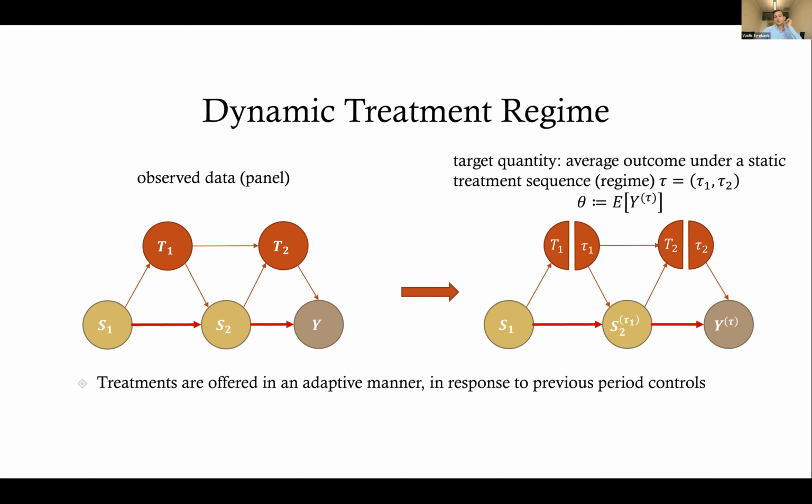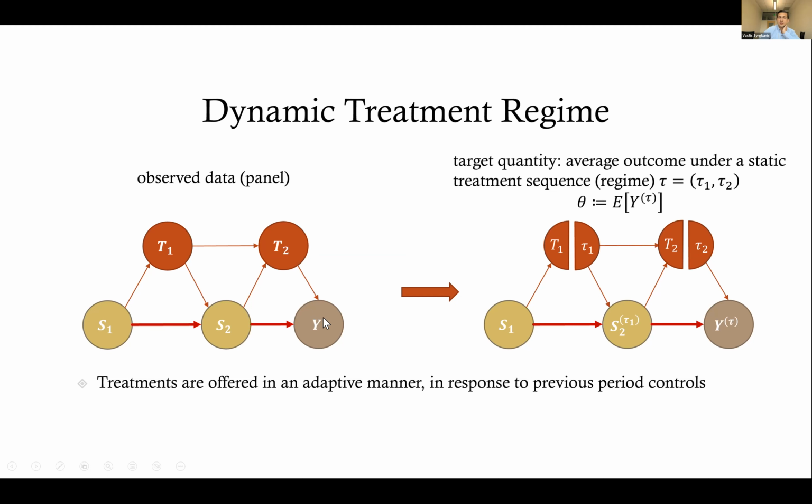The types of estimate that we now care about are of the following form. We have data that are collected based on a dynamic treatment regime. So treatments were offered in an adaptive manner where, say, at multiple periods, some treatment was offered at period 1 that depends on some observed state. That treatment affected the observed state, and then the observed state at period 2 and T1 led to what treatment was going to be given at period 2. And then in the end, we have some final outcome of interest.